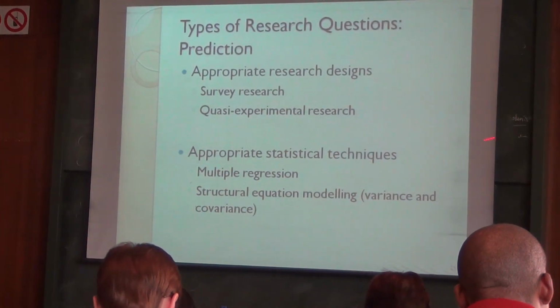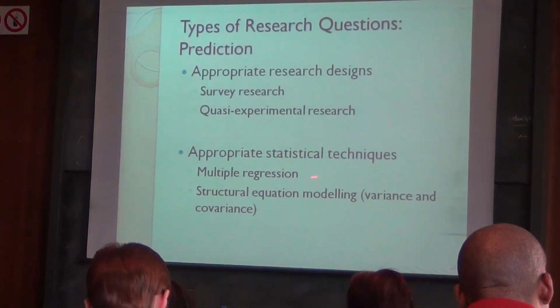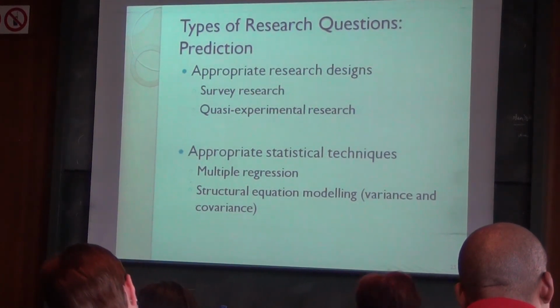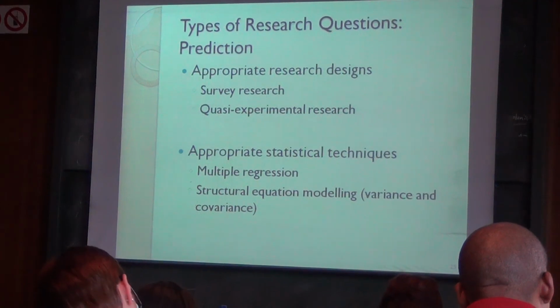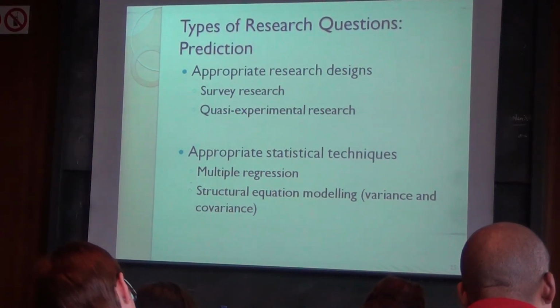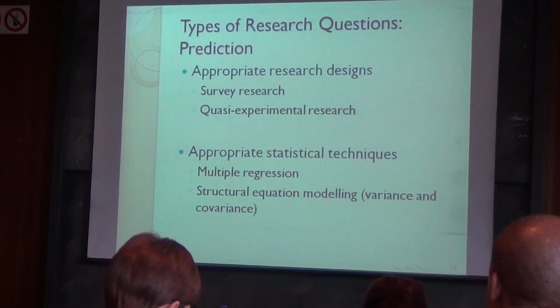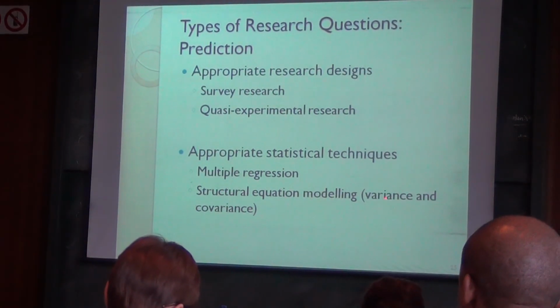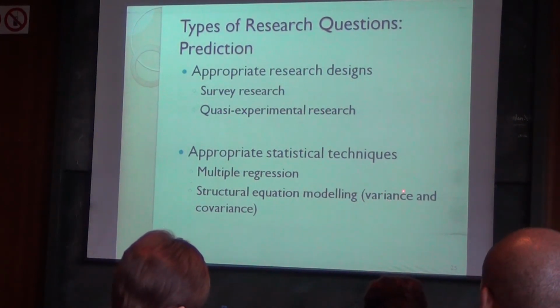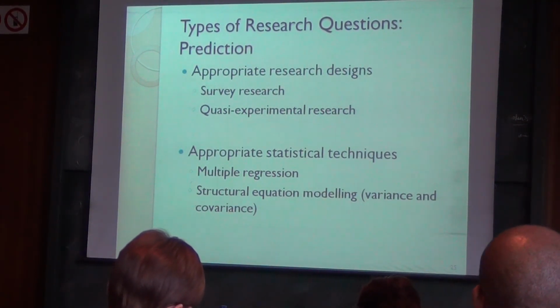Just for some brownie points later on. With structural equation modeling, we've got two approaches. Technically, they say it's the variance and covariance, but they also call it the soft and the hard approach to structural equation modeling. The soft approach is variance-based, and the hard approach is covariance.